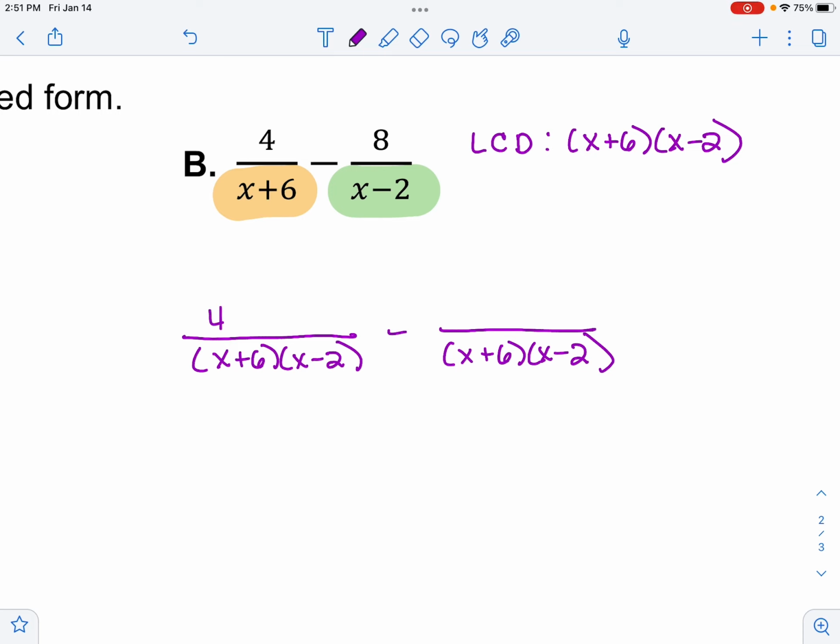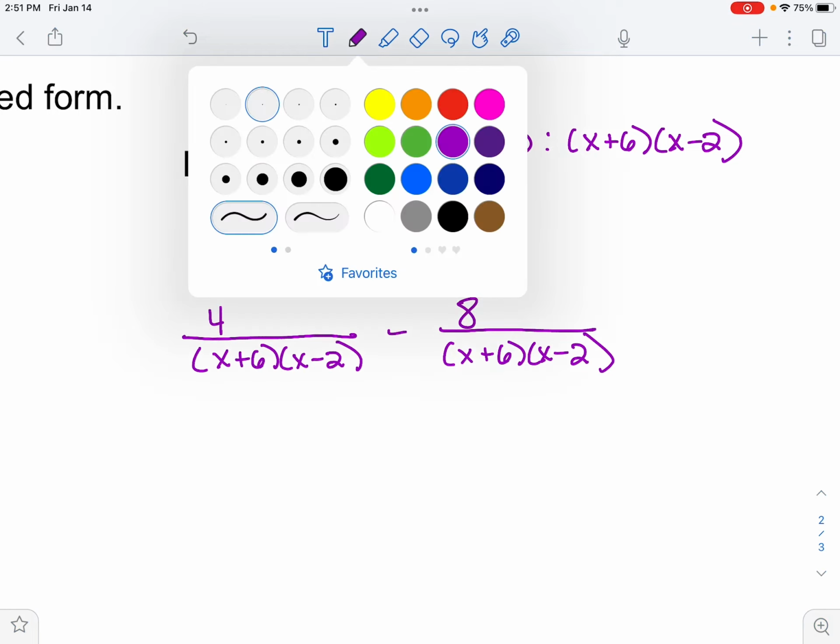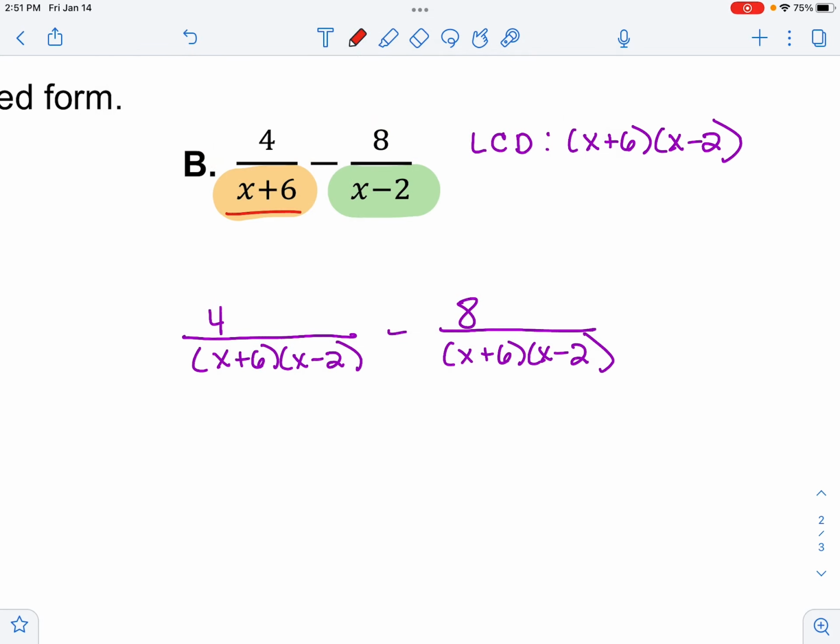Okay, I'm going to put the 4 back on top and the 8 back on top. And now I have to adjust my numerators. So my numerator started as x plus 6. I multiplied that by x minus 2. Whatever I do to the bottom, I have to do to the top. Over here, I started with x minus 2. I multiplied by x plus 6. So I have to multiply the top by x plus 6.